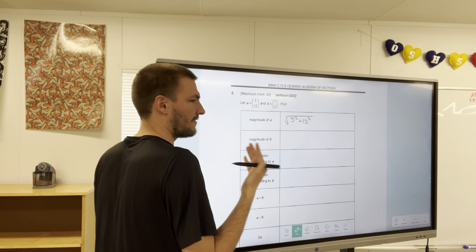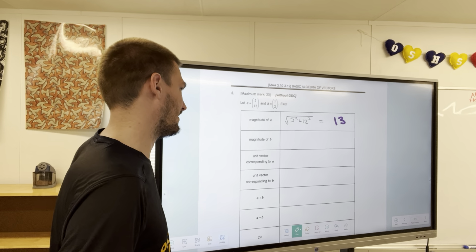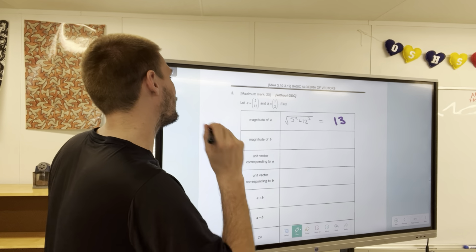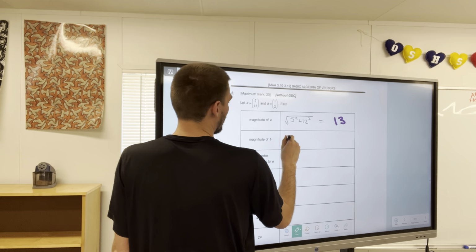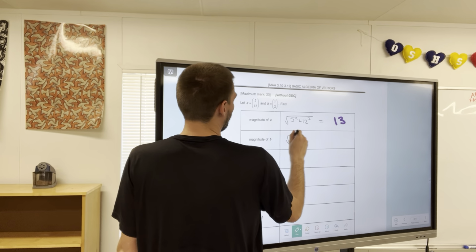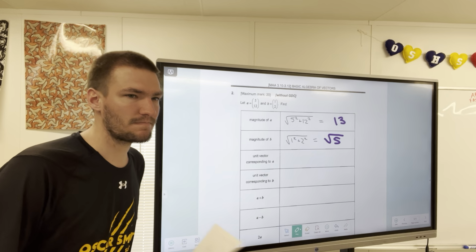This is also a perfect Pythagorean triple, 5, 12. Does anybody know what the number is? 13. Because 5 squared is 25 and 12 squared is 144. If you add them up, you get 169, and if you square root them, you get 13. Excellent. What about the magnitude of B? The magnitude of B is 1 squared plus 2 squared, which is going to be not perfect. Square root 5. That's just kind of how it's going to be.